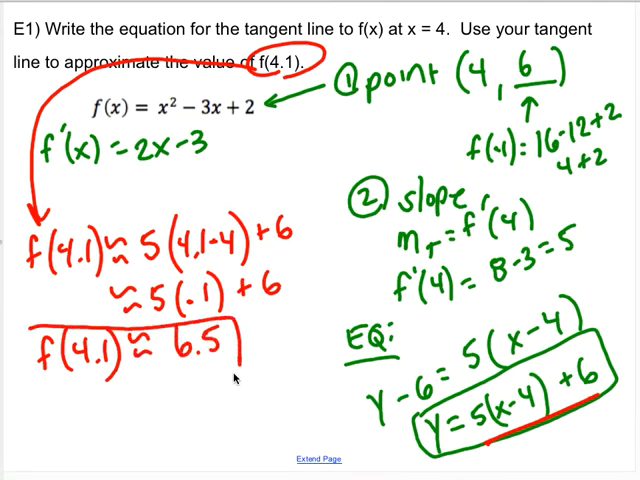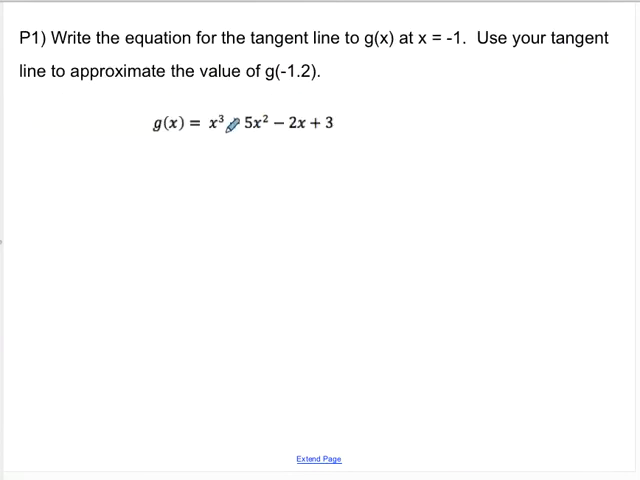Now, if you had distributed and cleaned up, it's actually going to make your math a lot harder when you use your tangent line approximation. So that's kind of the gist. Let's go to AP1.